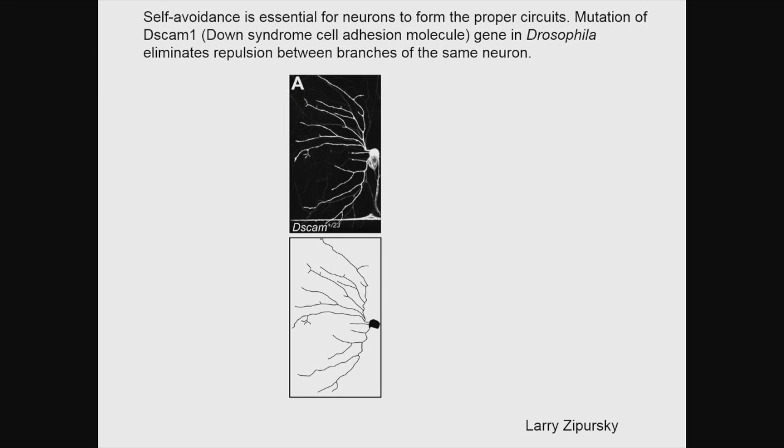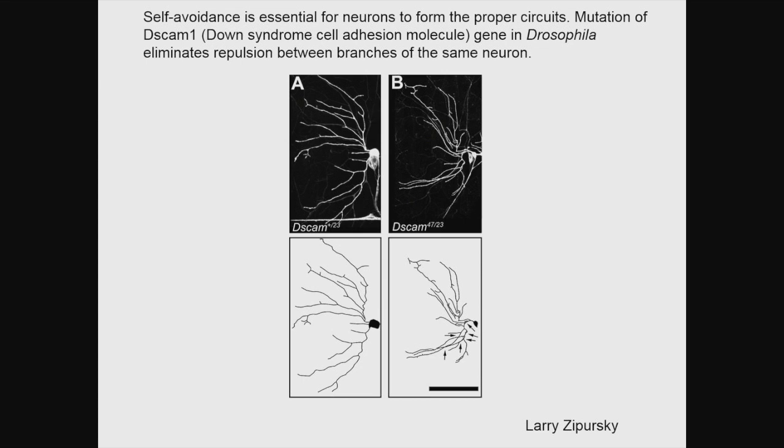So there's one gene, my neighbor, Larry Sapersky, did this work. There's one gene that if you mutate it, the dendrites will cross, and so they will touch each other. And this gene is a Drosophila gene, but its name is Down Syndrome Cell Adhesion Molecule, DSCAM. So that tells you that it's present in humans also. But it's different in both cases.